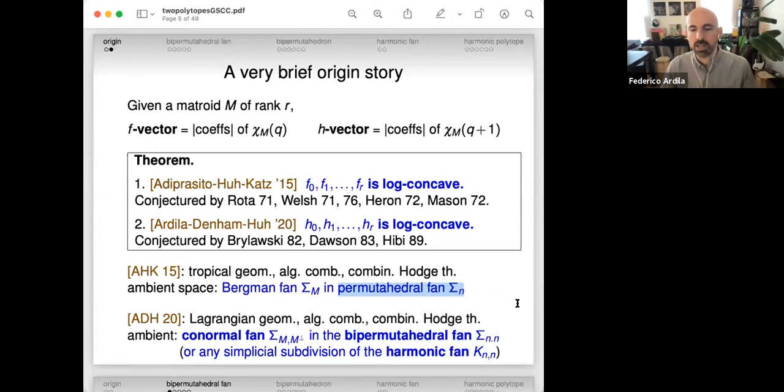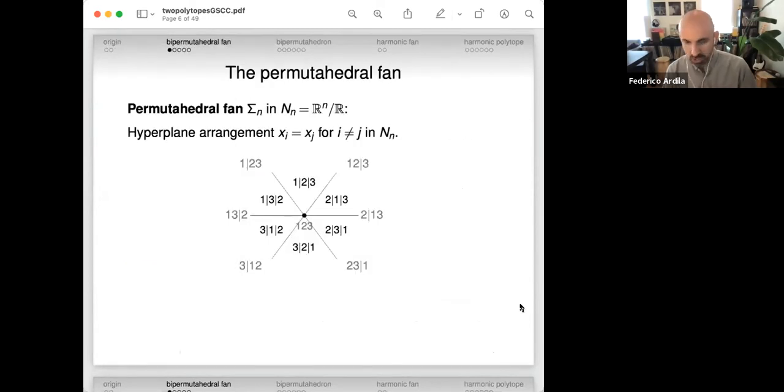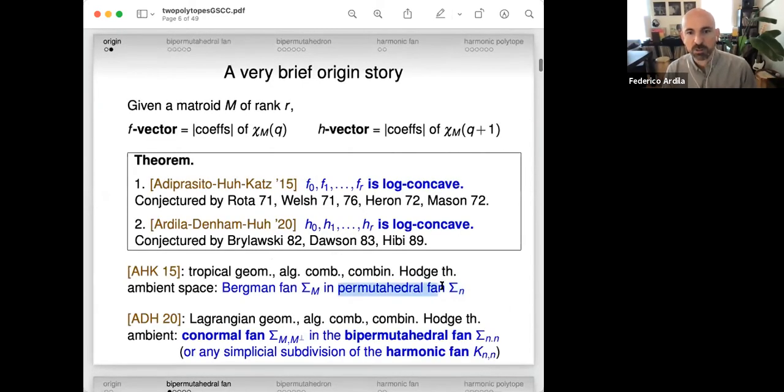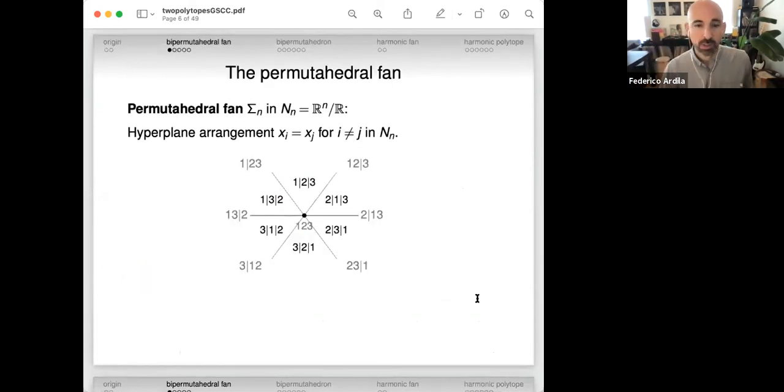So that's the origin, and I can tell you more at the end if you want to know more, but for now let's just talk about the polytopes. And in particular, let's talk about this permutahedral fan, which is what we're trying to extend. Okay. So the permutahedral fan looks like this. So for a moment, let's talk about R^n. Let's say that I'm in R^n, in this case in R^3, okay?